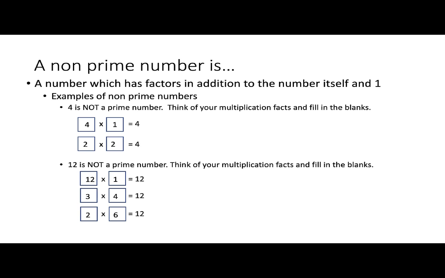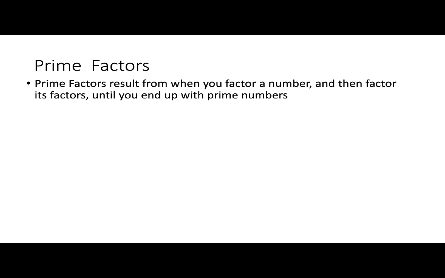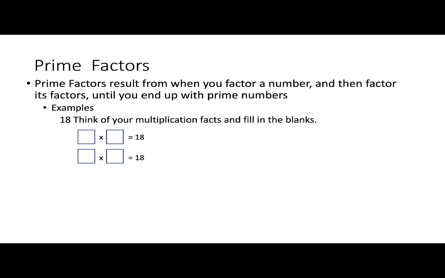Okay, now maybe you're thinking, I already knew this. Why are we talking about this? Well, it was just a quick review. Now let's talk about the concept of prime factors. Prime factors result from when you factor a number and then factor its factors until you come up with prime numbers. What? Well, 18. Let's think of the multiplication facts that make 18.